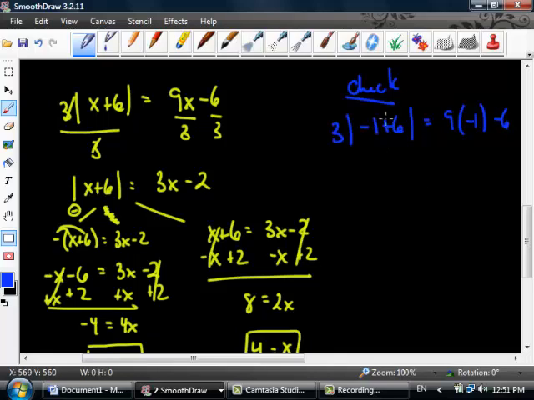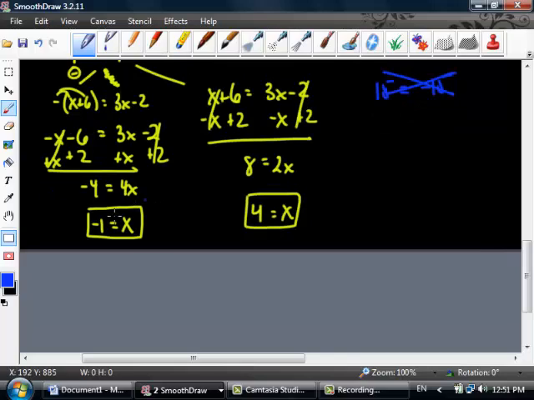So what is this thing here? It's 5. 3 times 5 is 15. What's 9 times -1? -9. -9 minus 6 is -15. Do these answers match? No. Does -1 work as a solution? It does not. So this thing is out of here.